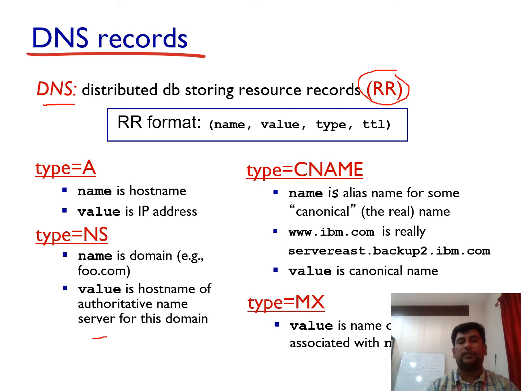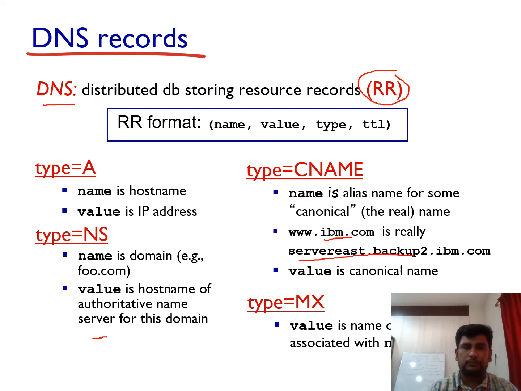Next type we have is type CNAME. C stands for canonical name. For instance, the original name of the IBM website server is backup2.ibm.com, but the canonical name for it is simply ibm.com. So here the value will be the canonical name.